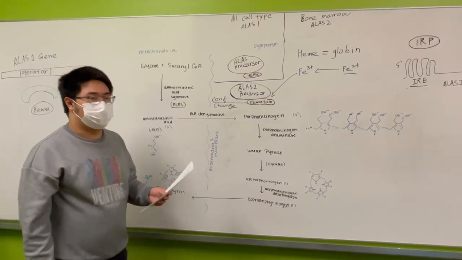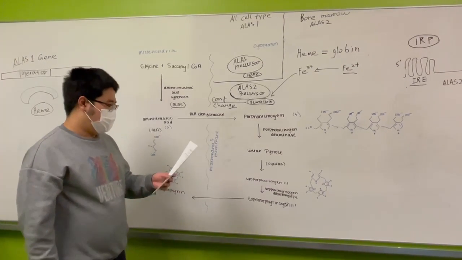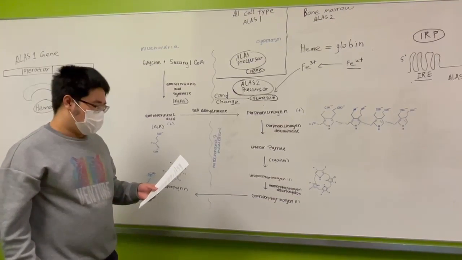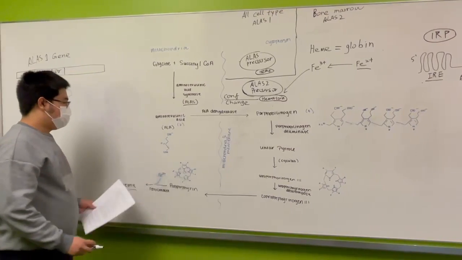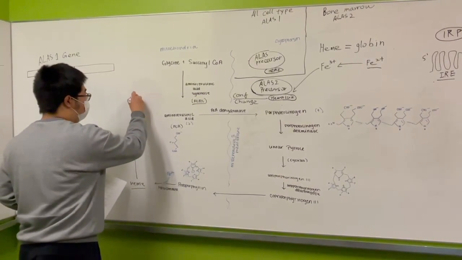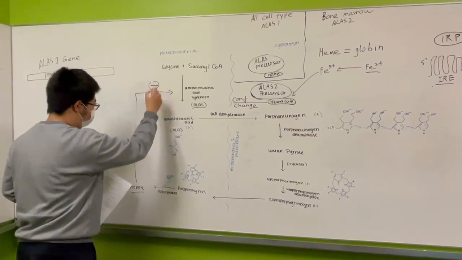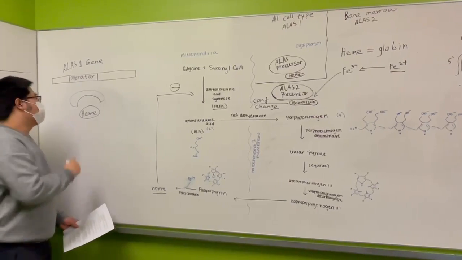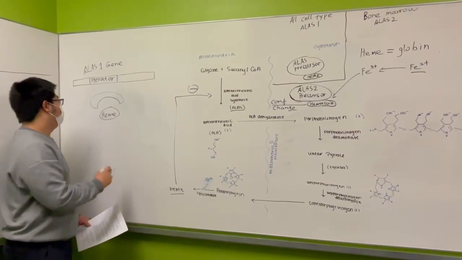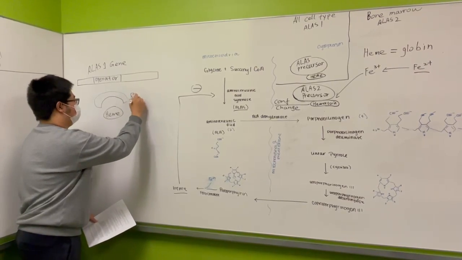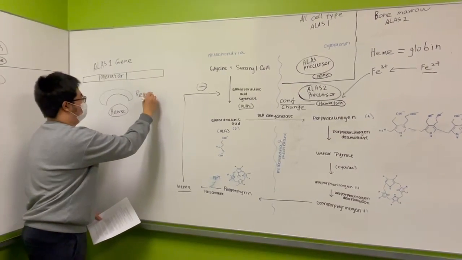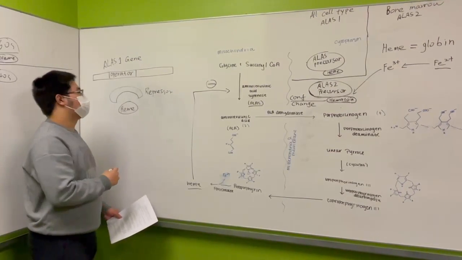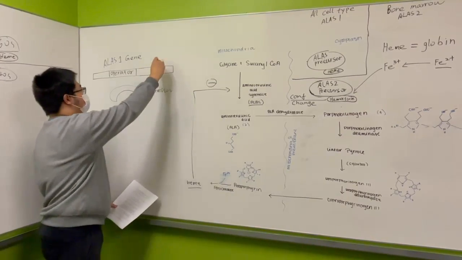First, we're going to talk about the ALAS1 regulation. ALAS1 controls the heme production for basic cell function, and it is negatively regulated by feedback from heme. First, heme can be a co-repressor of the repressor of ALAS1 genes, which blocks the transcription from DNA to RNA.